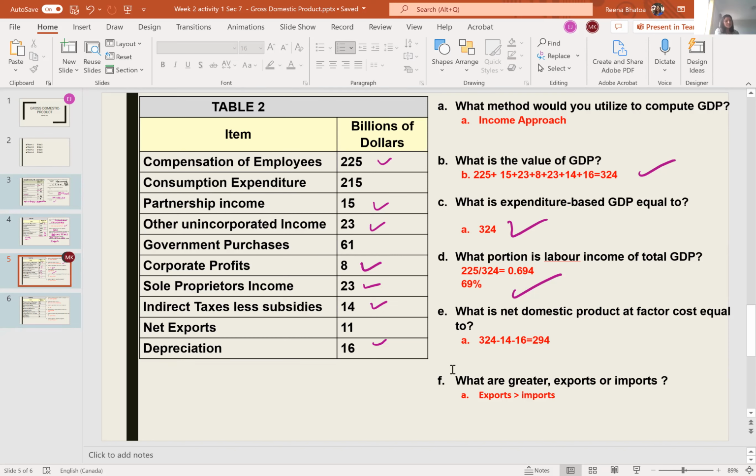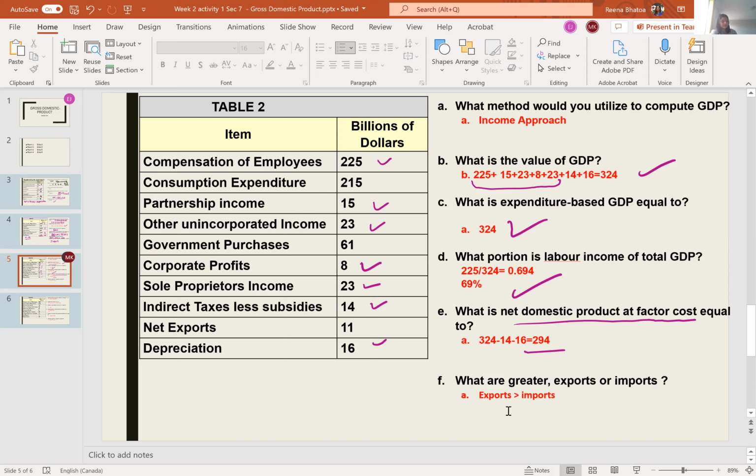Now this is a little tricky. Net domestic product at factor cost is equal to net domestic income at factor cost, which is just all the incomes. Two ways to solve it. You either add all incomes only before making any adjustment, or from total GDP that you calculated, as this group did, subtract indirect taxes less subsidies and depreciation. You will reach 294 net domestic income at factor cost.